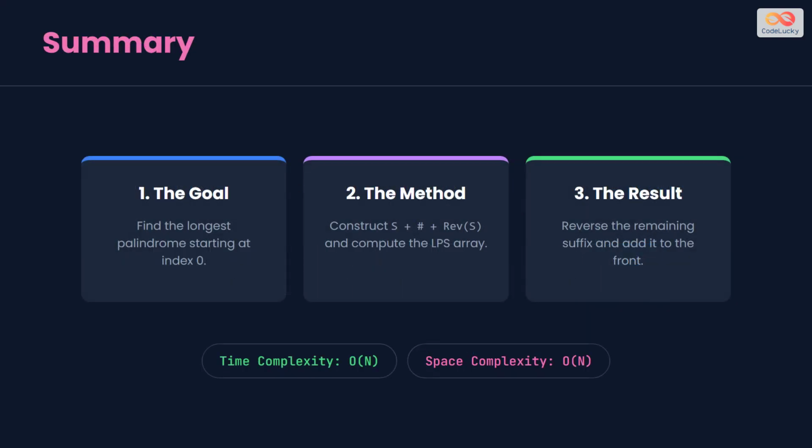So to wrap up, we construct the magic string, run the KMP table calculation to find the longest palindromic prefix length, and then use that to determine exactly which characters to reverse and prepend. This gives us a highly efficient, optimal solution.